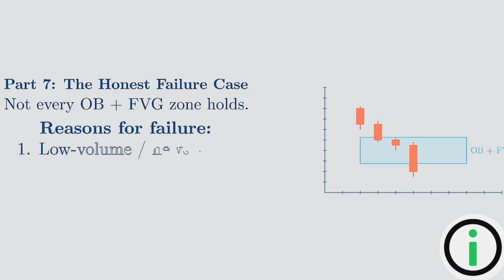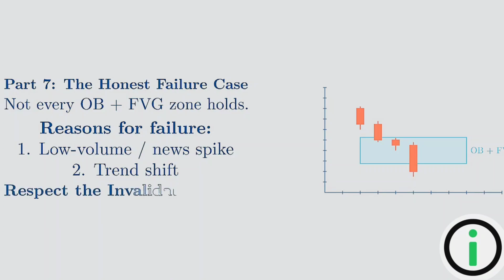This typically happens for a few reasons. First, the original move might not have been driven by institutional absorption. It could have been a low-volume move or a news-driven spike that lacked real commitment. Second, the higher time-frame trend might have already started shifting before the retest occurred. Always respect your stop loss and the invalidation rule from Part 4. Never hope the zone will hold if the price is already closed through it.